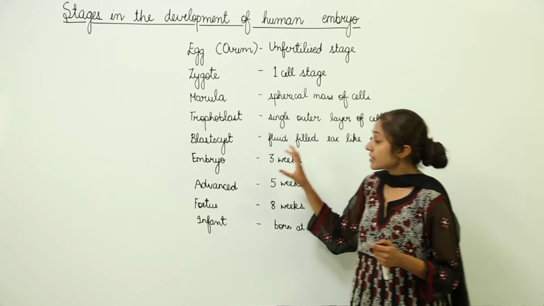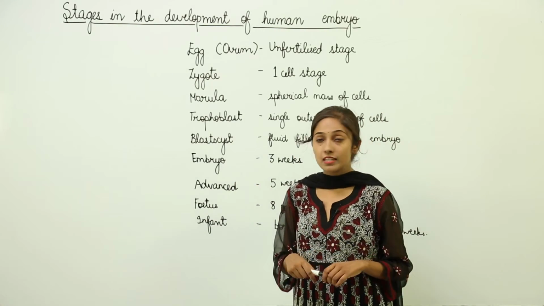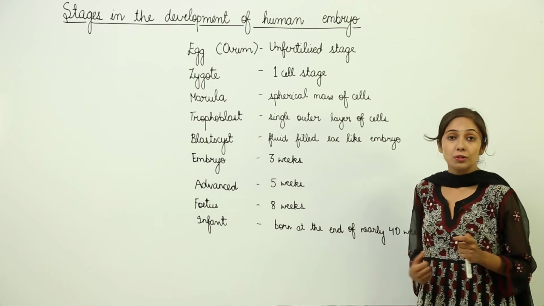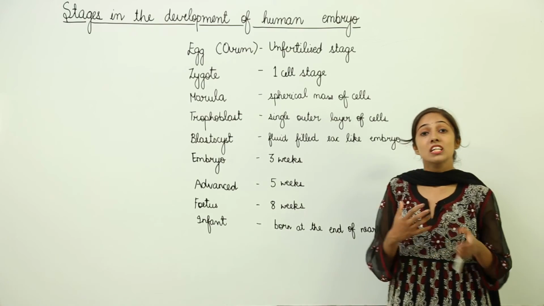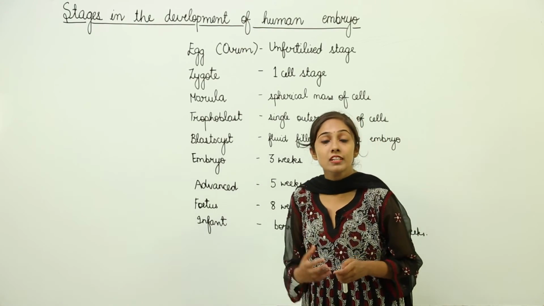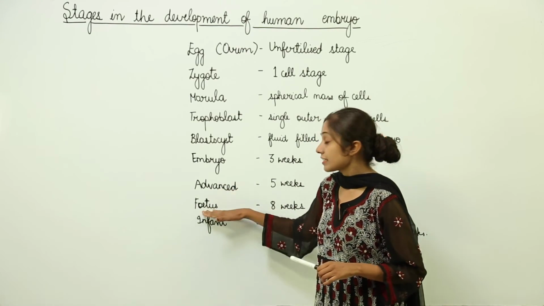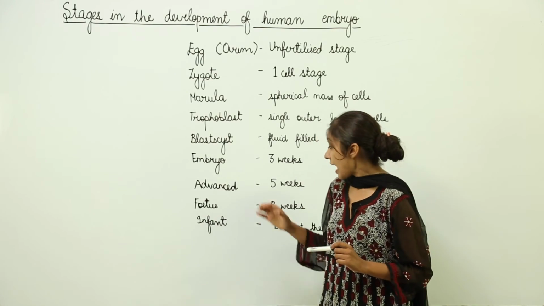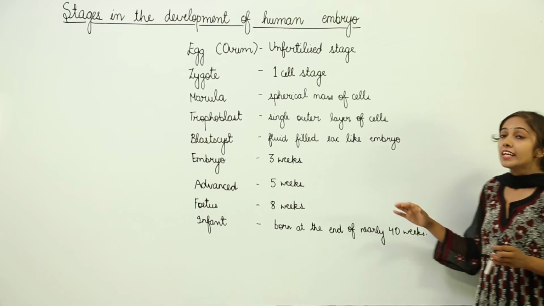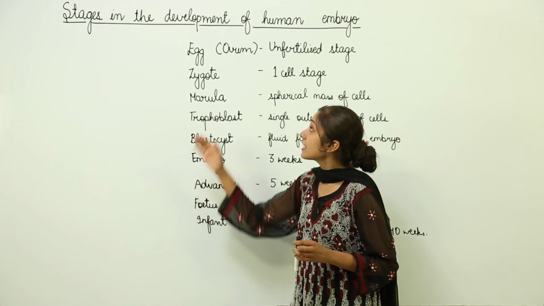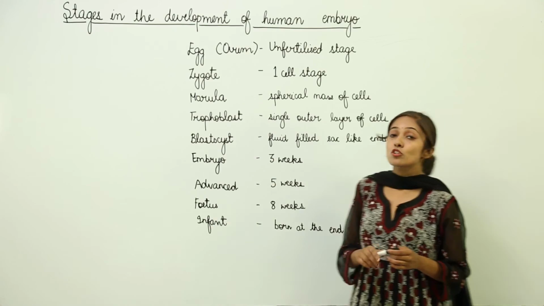Then it becomes advanced when heart and blood vessels are formed when it is 5 weeks old. After this, it's known as fetus when it is 8 weeks old, meaning now the limbs have also developed, and the appearance of the fetus is like a human being now. After this, when the baby is born at the end of nearly 40 weeks, it's known as an infant. So these are the stages in the development of human embryo.